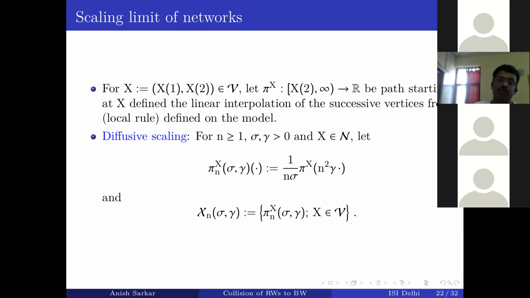So now, what do I mean by scaling limits? I take a model such as those two I have defined. So this is essentially saying that I scale the time by n squared, and the space by n.